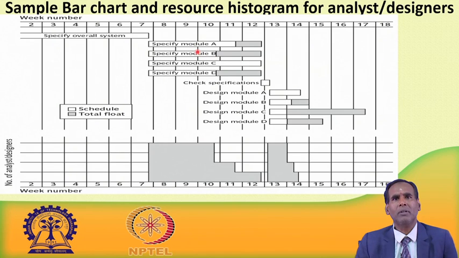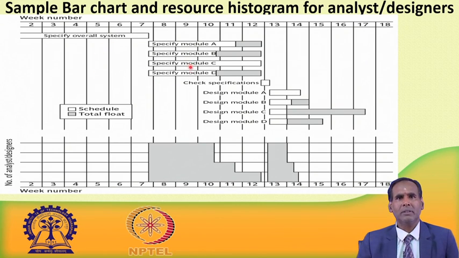You can see that for specify module A, this shaded portion is slack, it is free. That means the starting time can be delayed a little bit without affecting the completion of the project, because this free time can be adjusted so that this activity can still be finished in proper time.